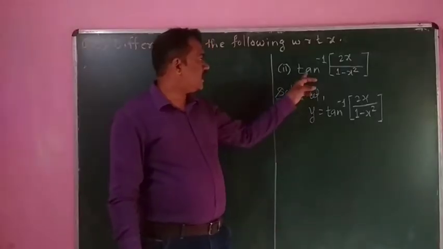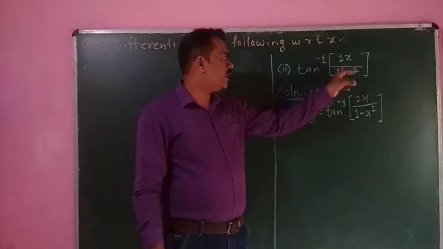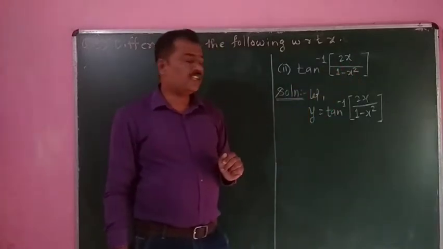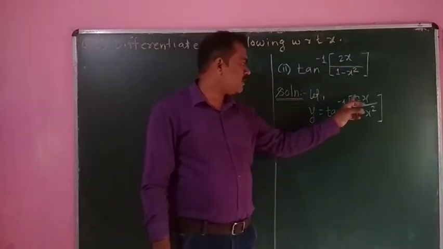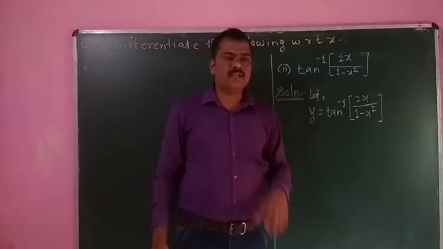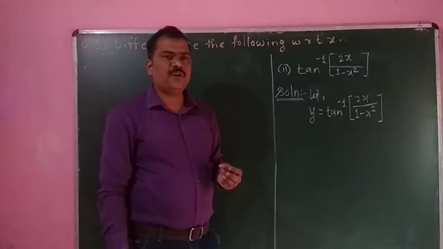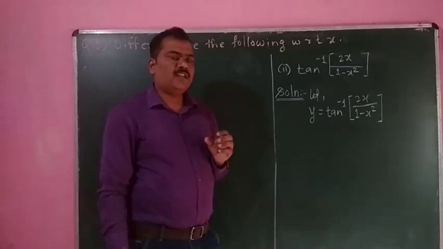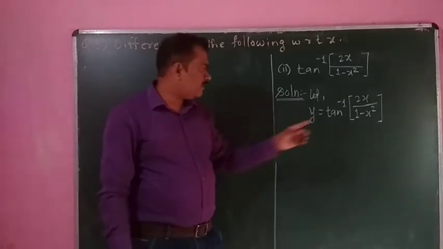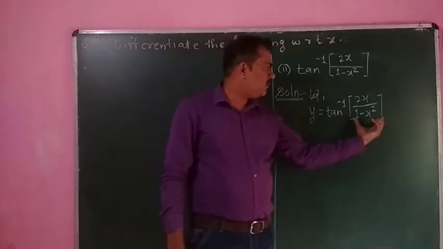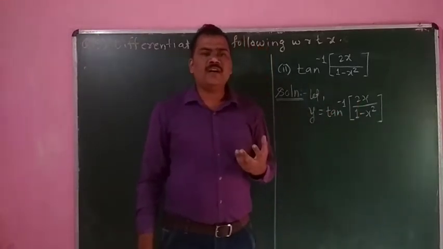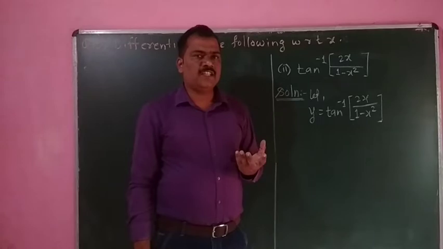Now we have to discuss the second example, tan inverse of 2x divided by 1 minus x square. Let y be equal to tan inverse of 2x divided by 1 minus x square. First we have to identify what to substitute for x. In the previous videos, I told you that if tan inverse is there, we require the value of this bracket in terms of tan theta or cot theta.